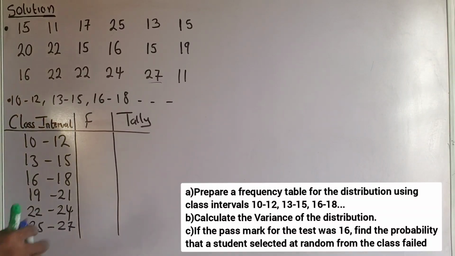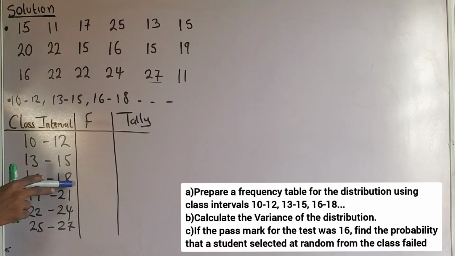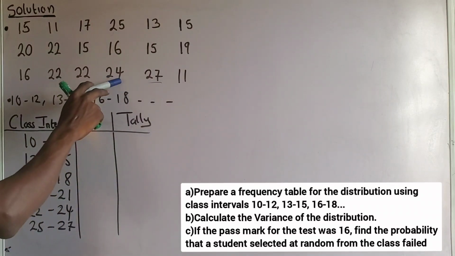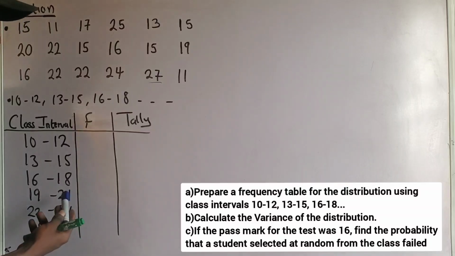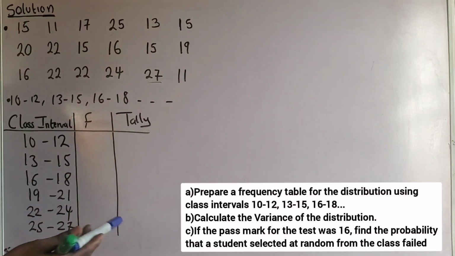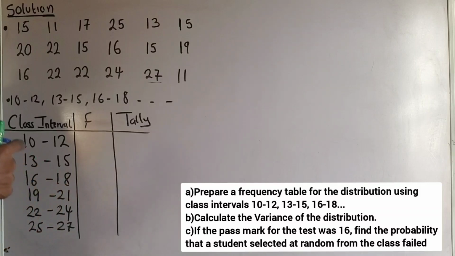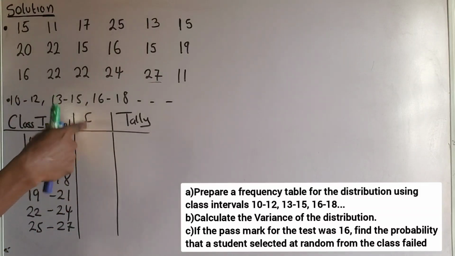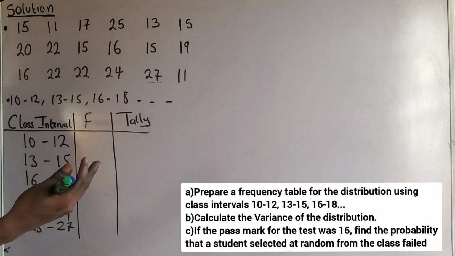Now, you know that we are given three samples of class interval, which are what? 10 to 12, 13 to 15, 16 to 18. Do you understand? Now, we are not going to stop at 16 to 18, because there are still some numbers in our data that are greater than 18. For example, 24 is even greater than 18. 27 is the highest number. So it is until we get to the highest number present inside our data that we're going to stop. Are you getting it?